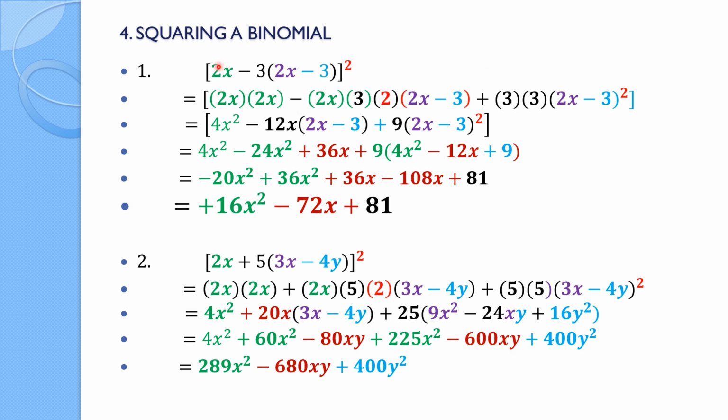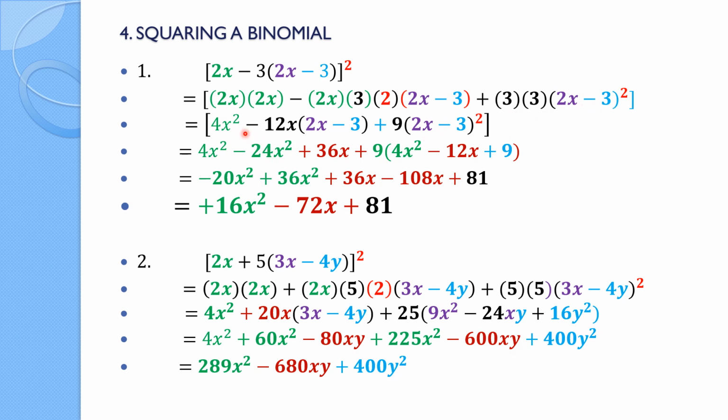For the middle term, the first term times the second term, so 2x times negative 3 times 2 times the (2x minus 3) that's left in the bracket. So 2x times 2x, I assume you know, would give me 4x squared. Minus 2x times 3 gives me minus 6x, times 2 gives me minus 12x times (2x minus 3). 3 times 3, I assume you know, is 9 times (2x minus 3) all squared.